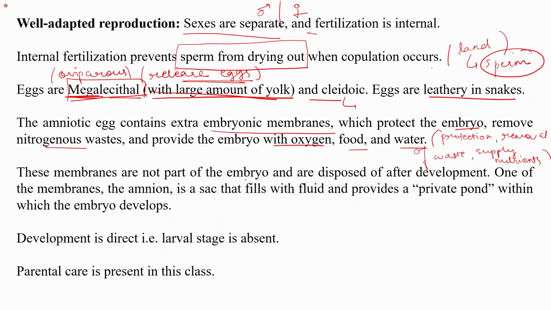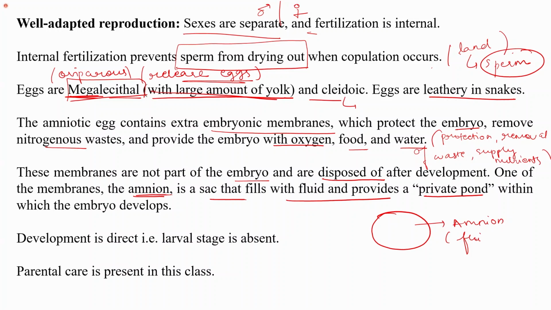These membranes are not part of the embryo, and therefore once the development is over, they are disposed of. One of the membranes, the amnion membrane, is a sac that fills with fluid and provides a private pond within which the embryo develops. So this is a fluid-filled membrane, the amnion membrane, inside which the embryo resides. So this is the embryo.